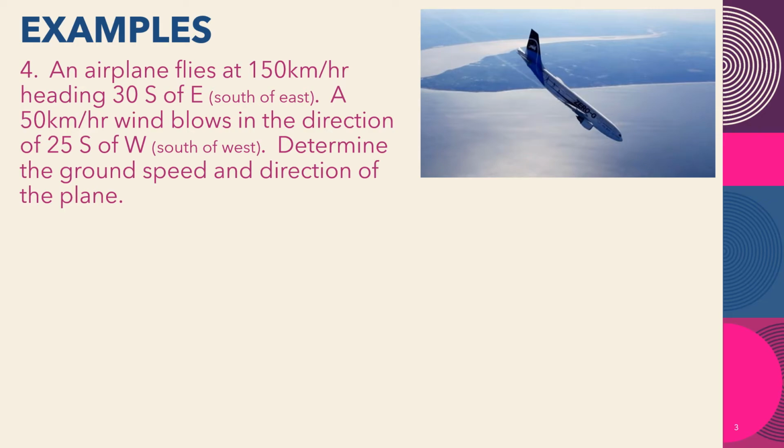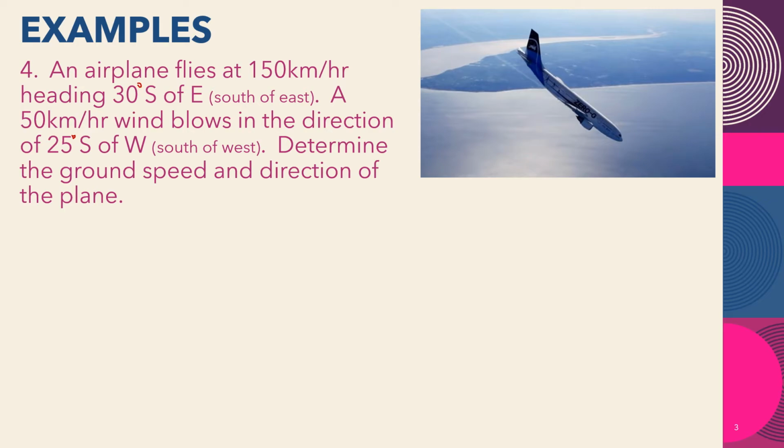We have yet another plane. It says an airplane flies at 150 kilometers per hour heading 30 degrees south of east. A 50 kilometer per hour wind blows in the direction of 25 degrees south of west. Determine the ground speed and the direction of the plane.